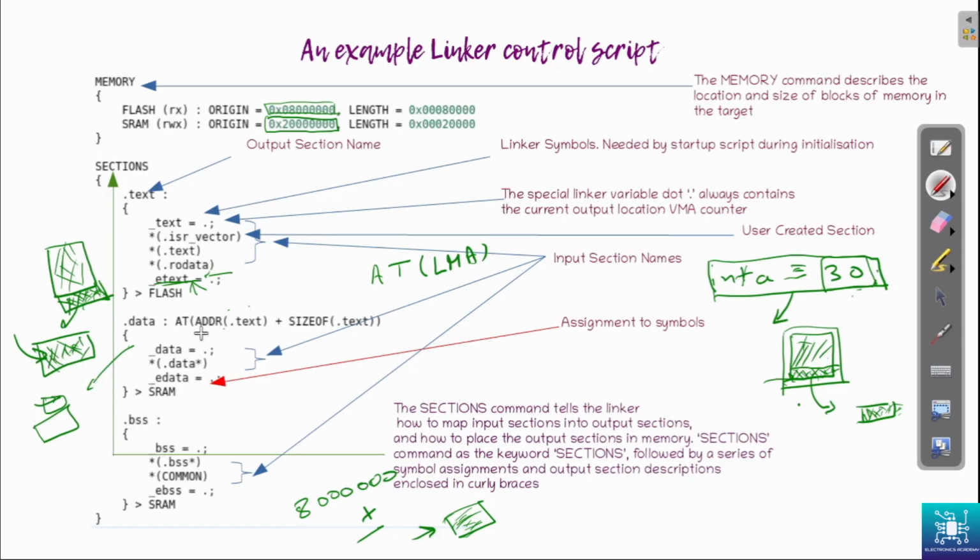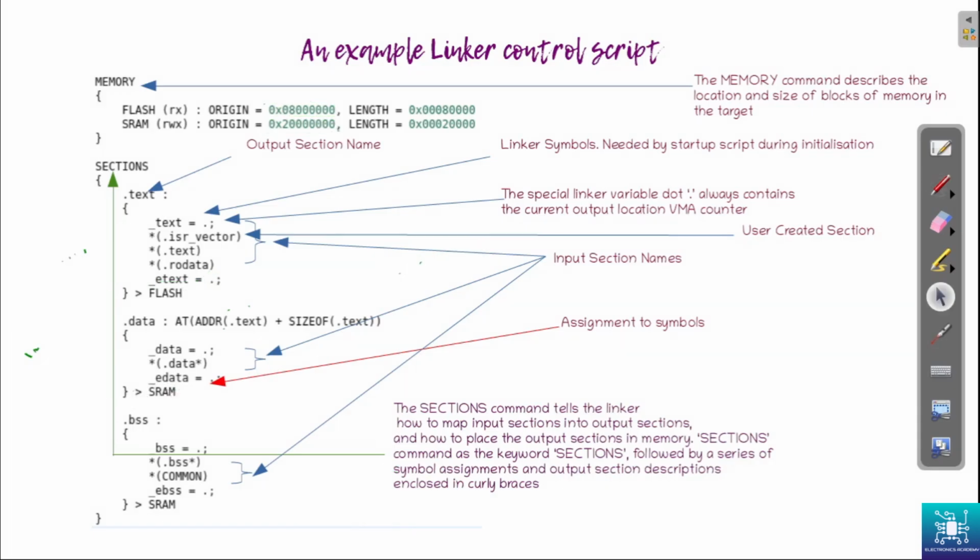So the logic points to this location, but the code is in the flash with the bootloader. That is the reason for AT and greater than SRAM. This AT could also come here, so you will see some conventions where you have AT sitting here also. Coming to the next section, that is the .bss section.